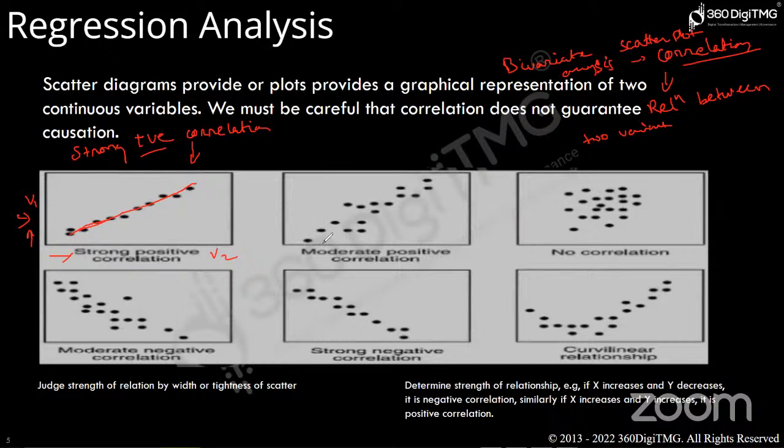Here also we can see this is not that strong. It is a moderate positive correlation. Still it is positive, so moderate positive correlation. Here we cannot find any relation, so this will be no correlation.